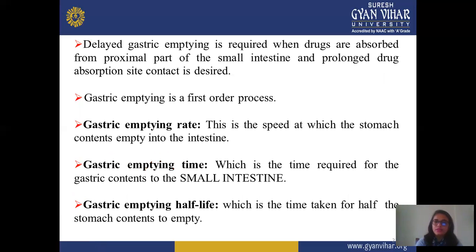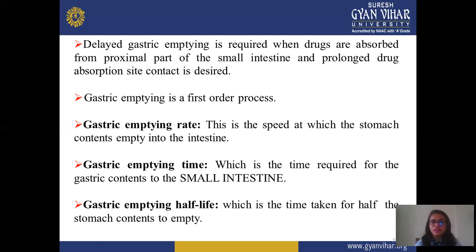Delayed gastric emptying is required when the drug is absorbed from the proximal part of the small intestine, to prolong the drug's contact with the absorption site as desired. Gastric emptying is a first order process. Gastric emptying rate is the speed at which stomach content empties into the intestine. Gastric emptying time is the time required for gastric content to empty into the small intestine. And gastric emptying half-life is the time taken for half of the stomach content to empty.